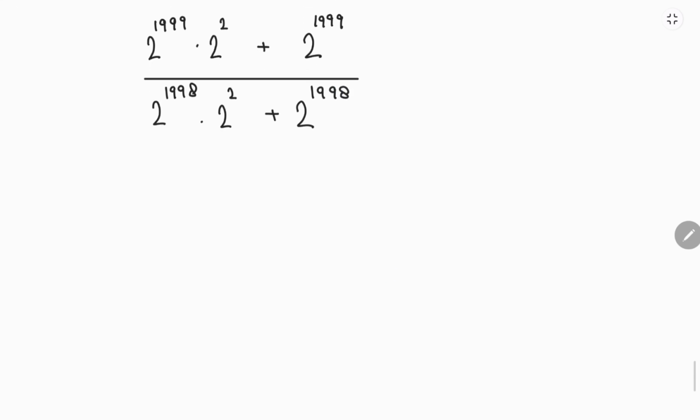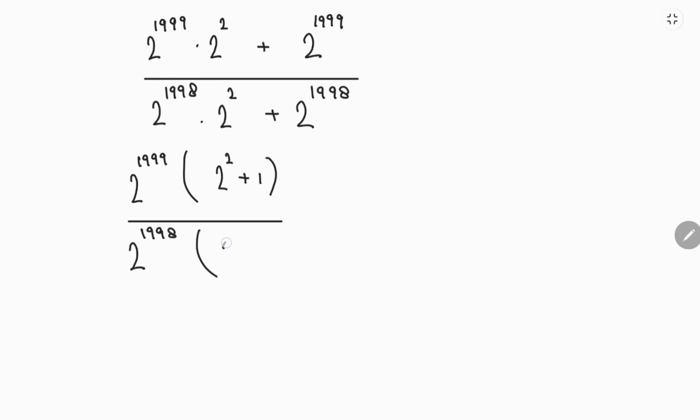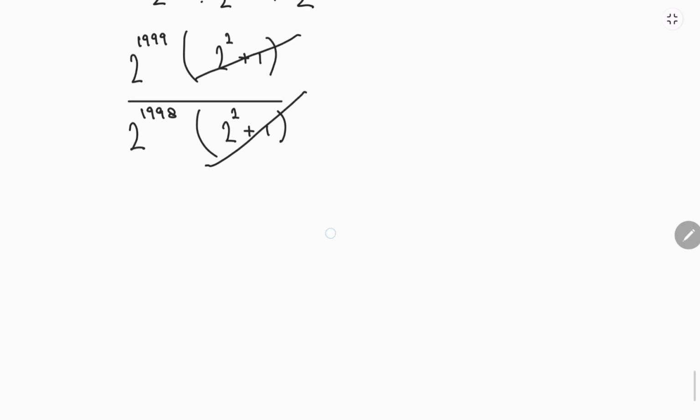And why did we do that? So we can take common from the top. I will take 2 raised to power 1999 common, and inside we are left with 2 square plus 1. And from the denominator we will take 2 raised to power 1998 common. Inside the bracket we have 2 square plus 1. If you see, this quantity is same, so we will just cancel these out. Though you will get 5 and 5 here, you can cancel this out as well.